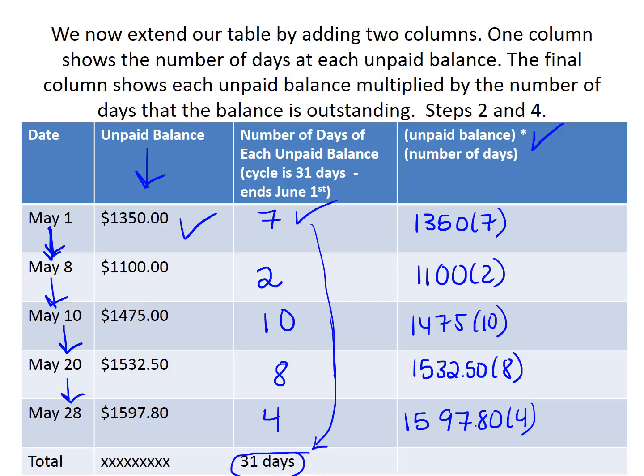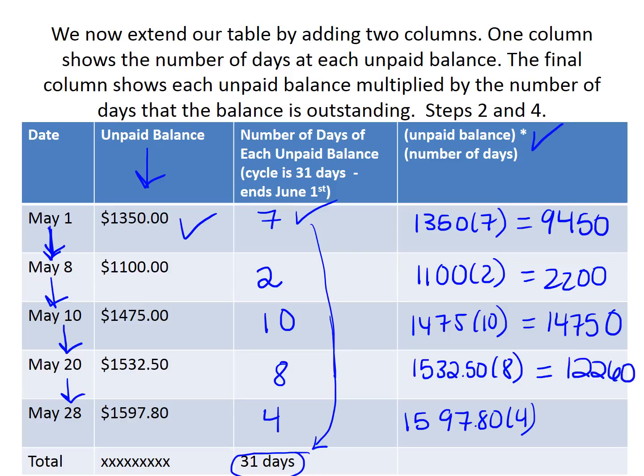1350 times 7 is 9450. That's 2200. That's 14,750. That is 12,260. 6,391.20. Okay. So again, we're going to figure out the total in this column. All right, so we want to add these guys up.